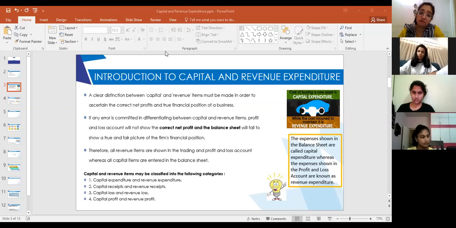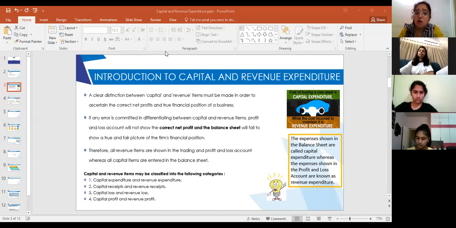If any error is committed in differentiating between the capital items and the revenue items, then what will happen? We are not going to allocate them in the correct account. So a profit and loss account will not show only the expenses. Can you determine the correct profit or loss? You cannot. Whenever we put all the expenses of revenue nature in the profit and loss account, we are going to calculate the total income and the expenses, and then we will differentiate them to get the correct net profit or net loss.